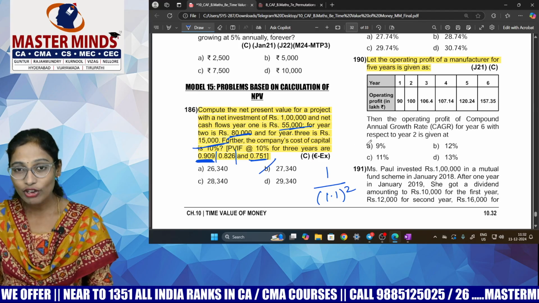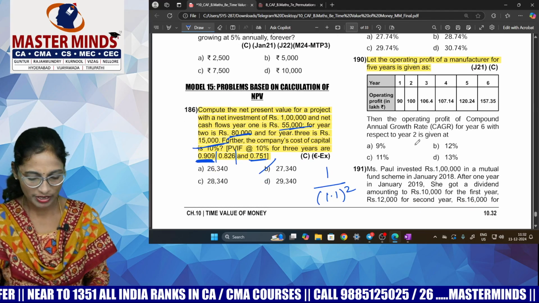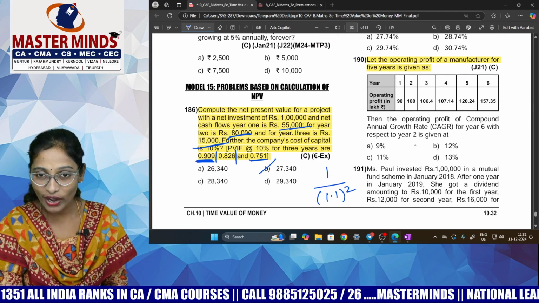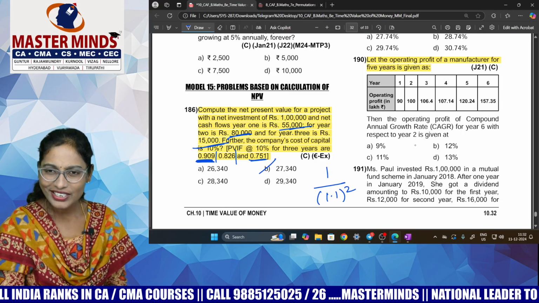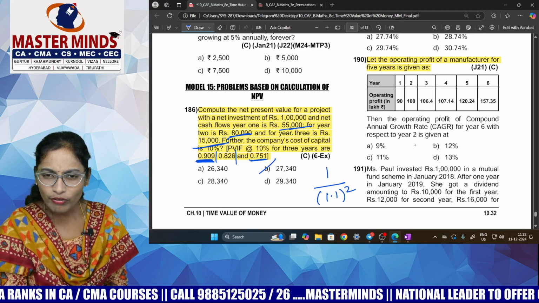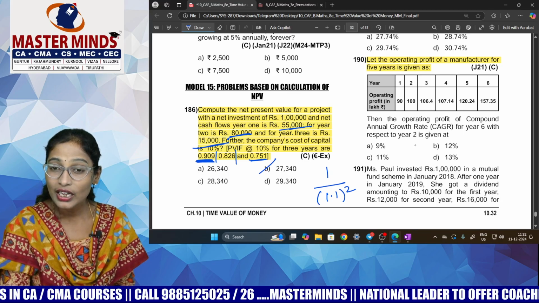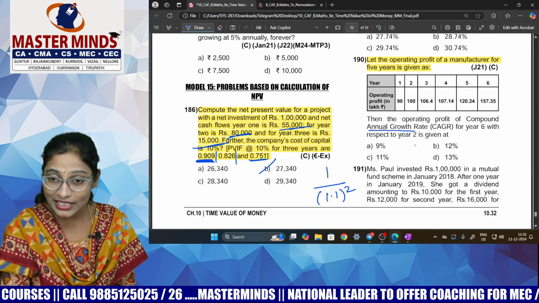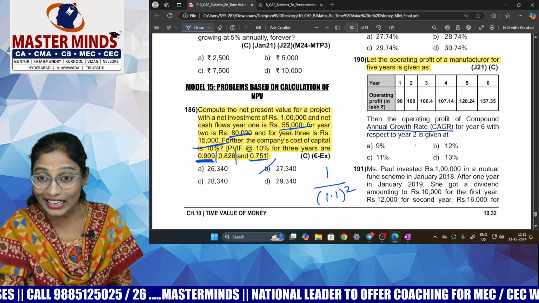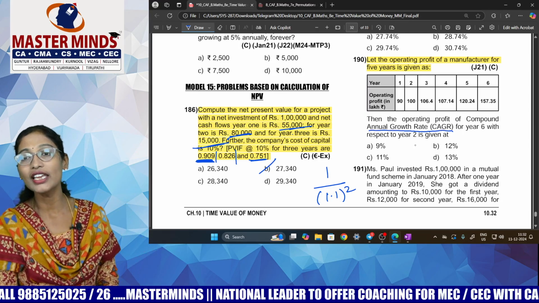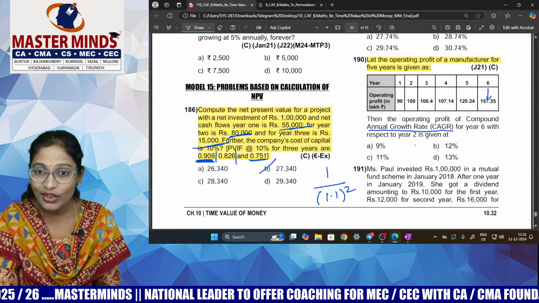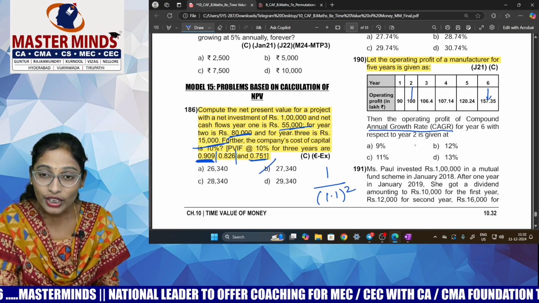Now, let's have a look at the last MCQ, guys. Of course, last but one. Let the operating profit of a manufacturer for 5 years be given below. First year, second year, third year. Operating profit in lakhs. Okay. Then the operating profit compound annual growth rate, guys, is clearly mentioned. Compound growth rate కావాలి. Rate కావాలి for which year? Year 6 with respect to year 2.